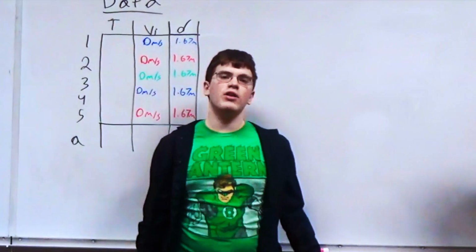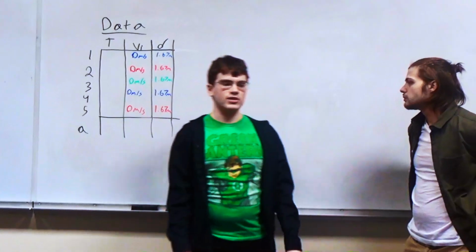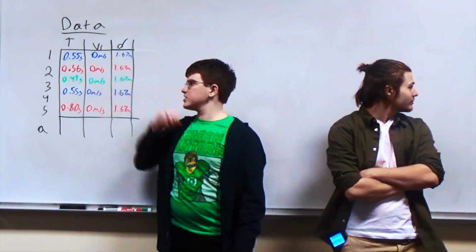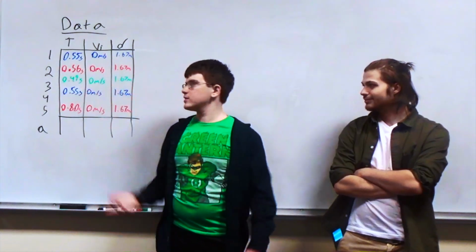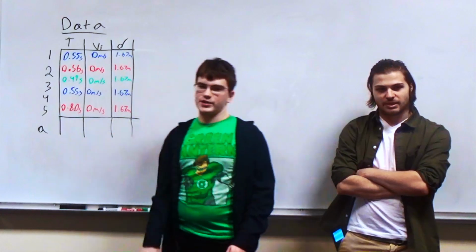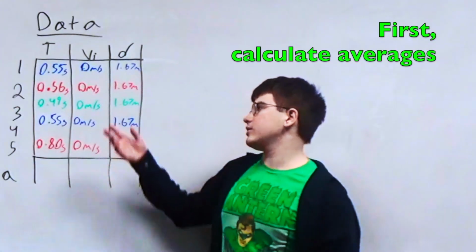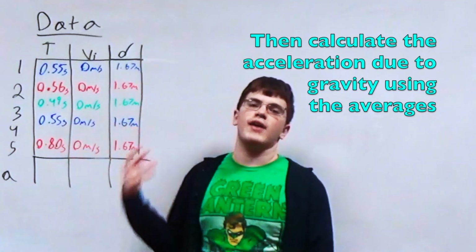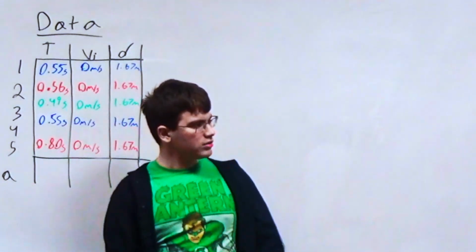And now we're going to fill in the times we measured. 0.55 seconds, 0.56 seconds, 0.49 seconds, 0.55 seconds, and 0.80 seconds. Now with this data, we're going to calculate the averages, and then we're going to calculate the average answer using our average data. Sound cool?